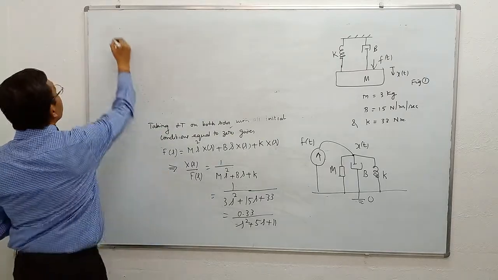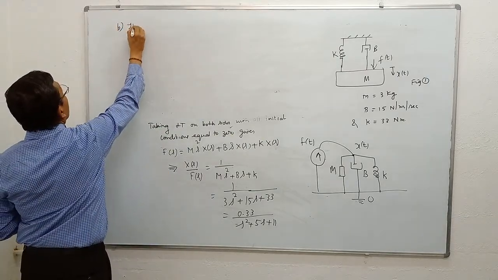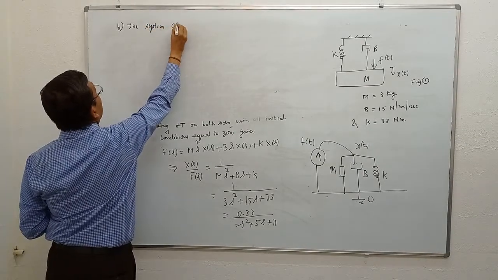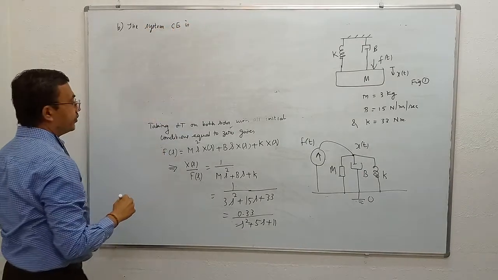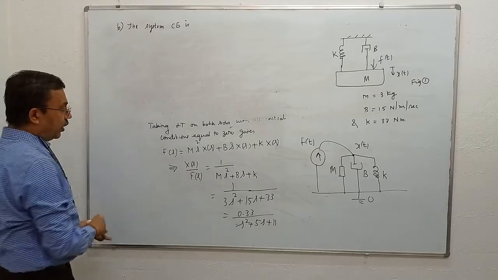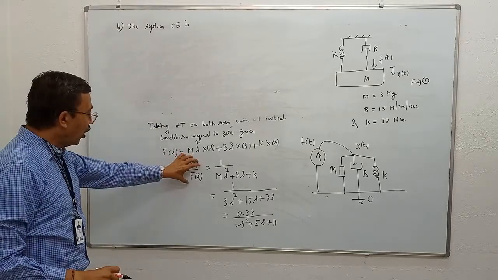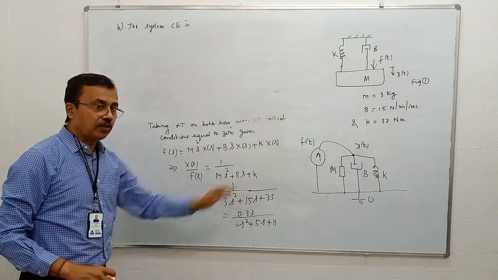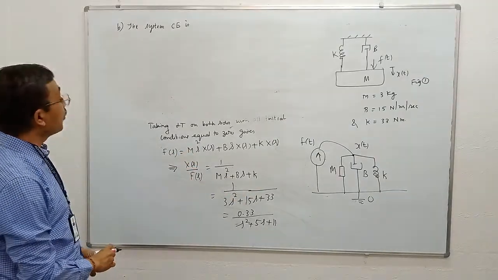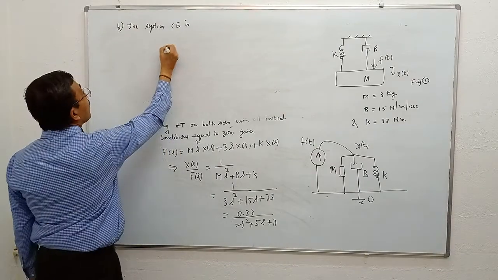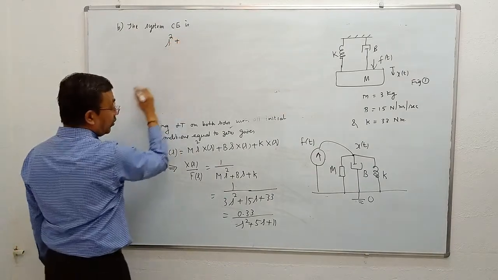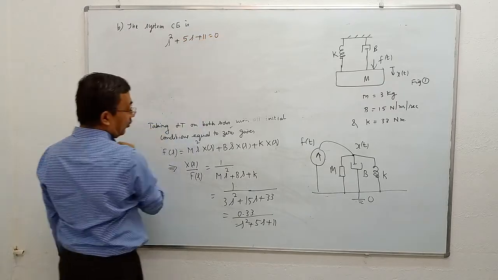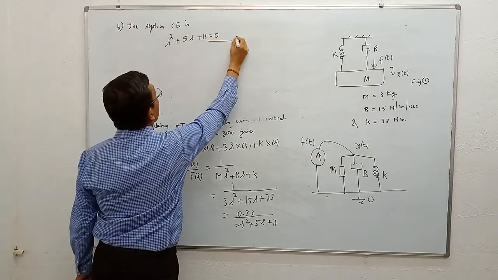Part B. The system characteristic equation is the denominator polynomial of the closed loop transfer function equated to 0. In this case it is s square plus 5s plus 11 equal to 0. This I will call equation 1.